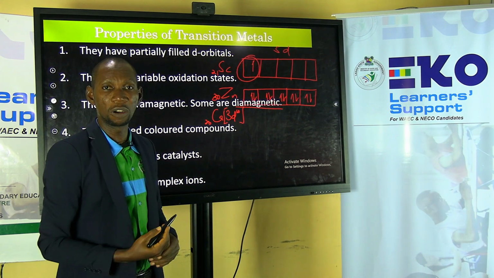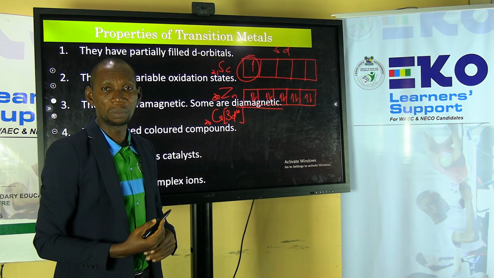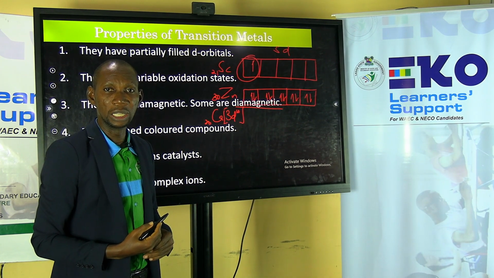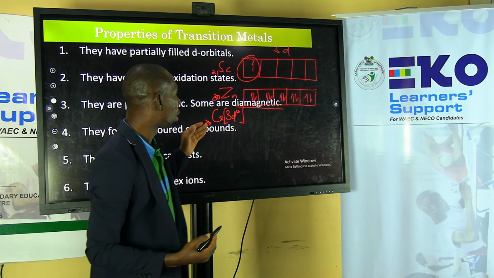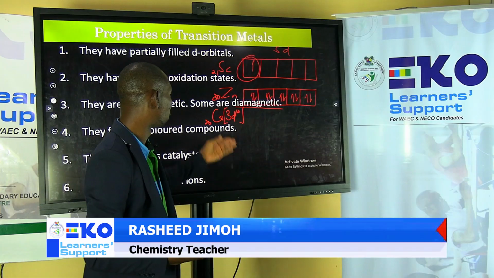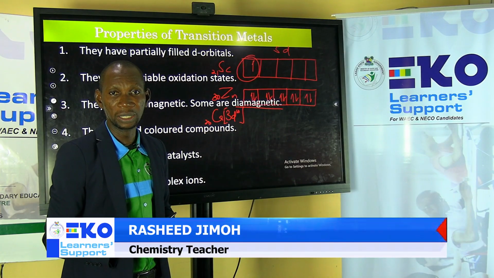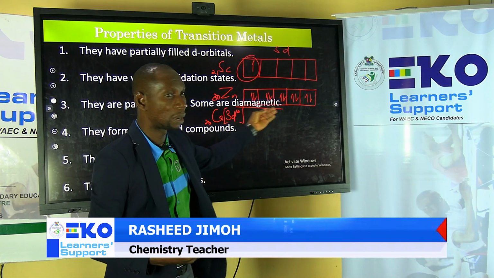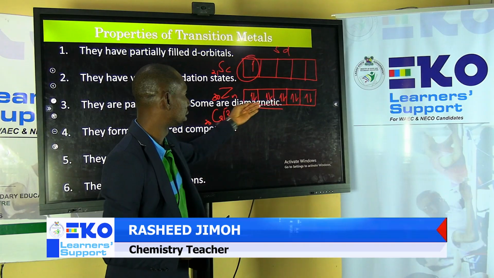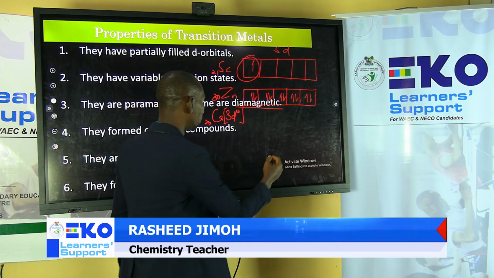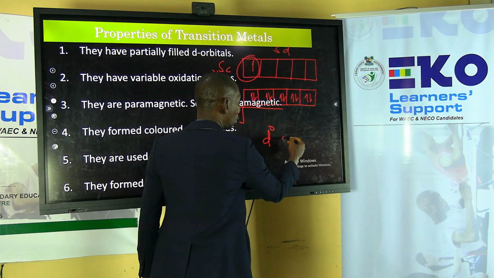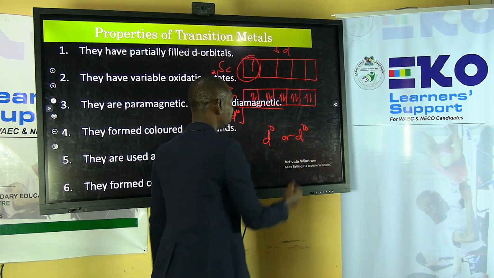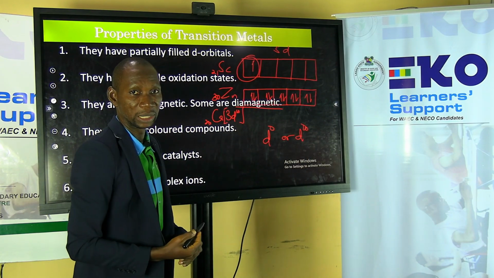The more the number of unpaired electrons, the more paramagnetic the transition metal is. But diamagnetism occurs when all the electrons are paired up. For example, what we have in zinc, you can see all the electrons are paired up, and so this is diamagnetic. So when a transition metal has d0 or d10, it becomes diamagnetic.